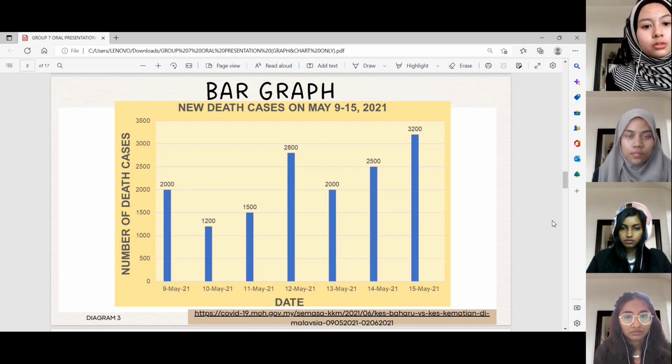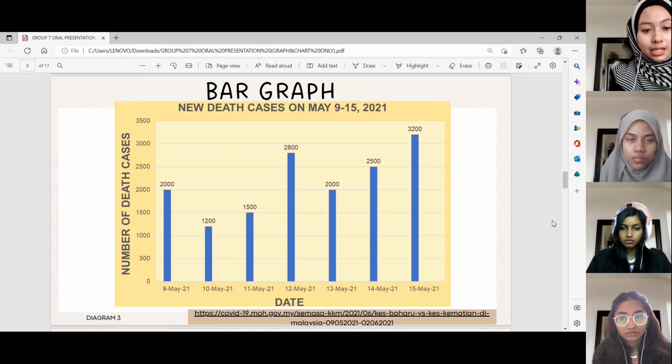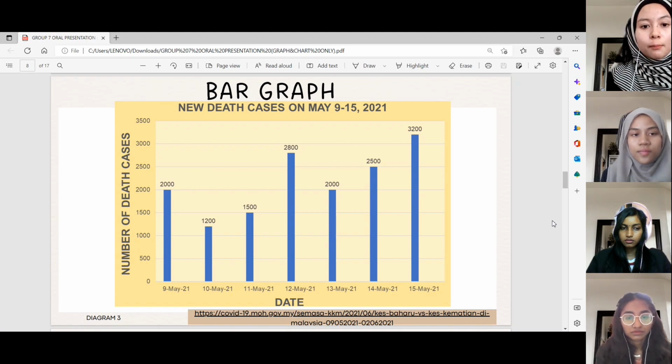Next, on 15 May 2021, the number of new death cases was significantly higher than on 11 May 2021. It is clear that 3,200 people died on 15 May 2021, but only 1,500 were reported on 11 May 2021.